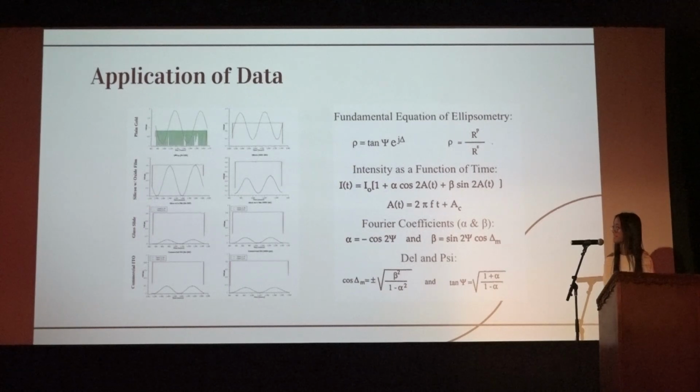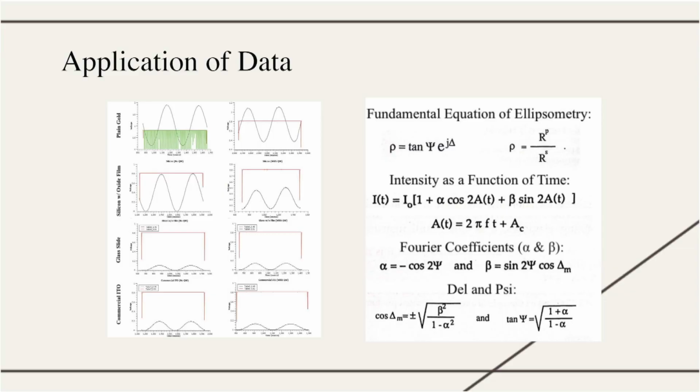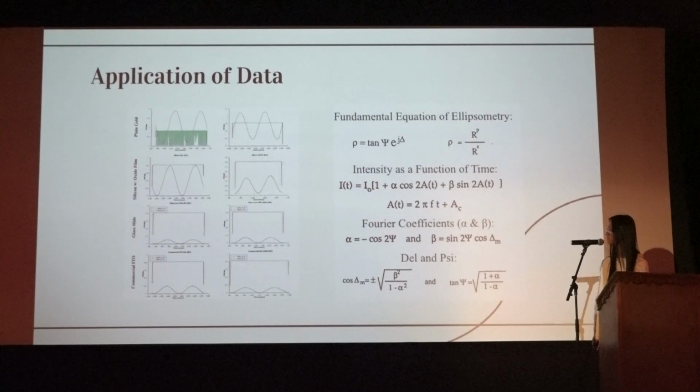And an application of the data. So on the left, I have all of the graphs that I collected with the varying substances that I analyzed. So I have gold, a silicon wafer, a glass slide, and a commercial ITO. And to the right, it's a lot of math and really complicated math, but the equation at the top was what we had to fit my data and the sine graphs to in order to calculate the amplitude and phase shift change to get those varying thickness of the films. And then del and psi are essentially the amplitude and the phase shift calculations.